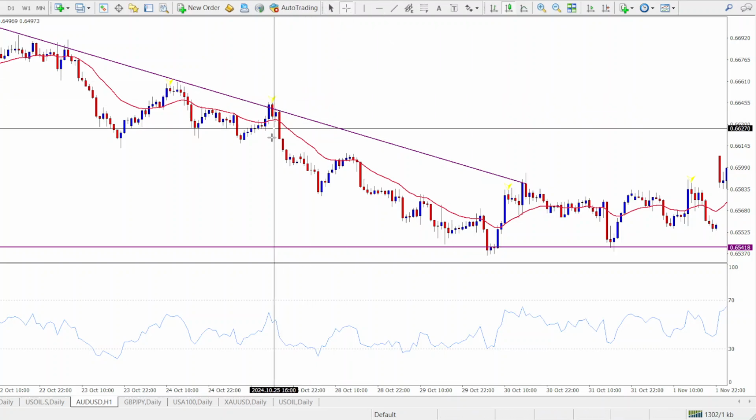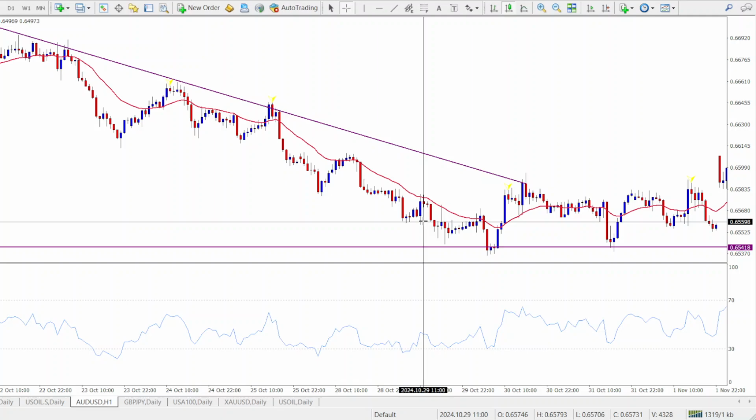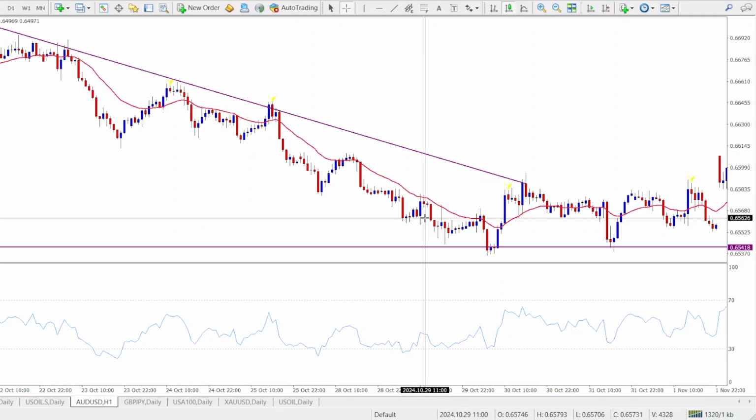So if we had entered the sell here, setting the stop loss above here would have been a good point, and take profit around here would have been a good point, with a risk to reward ratio of approximately 1 to 2. So that is a good one.